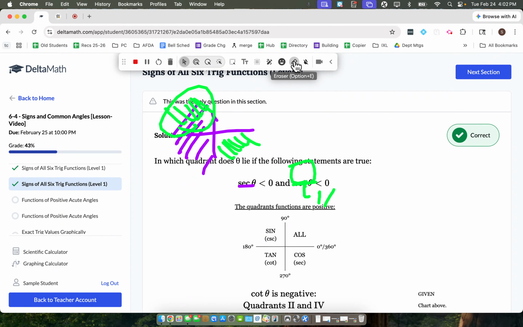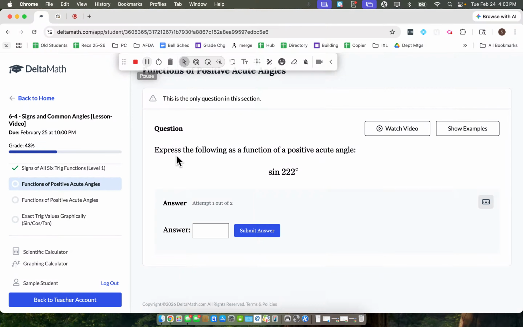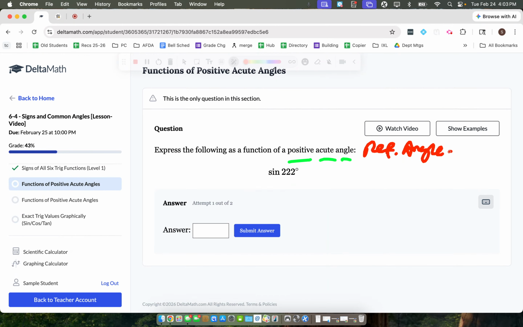Okay. Express this as a function of a positive acute angle. What's a positive acute angle? It is a reference angle, because reference angles are all 90 and below. Well, you can even call 90 an angle. Well, maybe you can. Yeah, actually, it's true. So sine of 222, well, you know where 222 is. It's going to be somewhere between here and here. And let's just pretend it's like thereabouts.